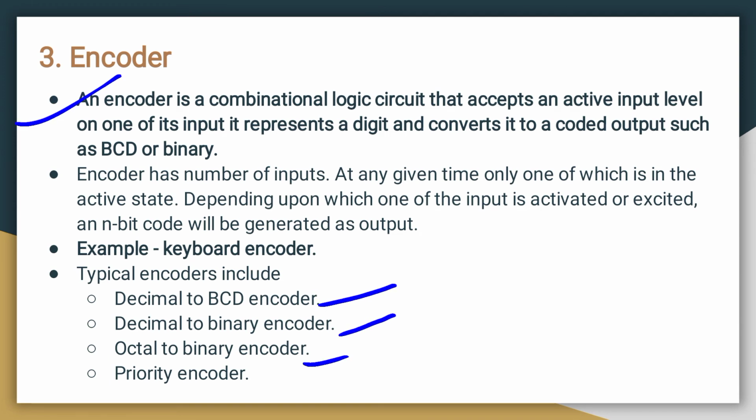So you are going to convert the input to the BCD or binary format. Clear? An encoder is a combinational logic circuit that accepts the active input level on one of its inputs. So it is going to accept the input. It may be in the digit form or it may be in the higher end of the content.